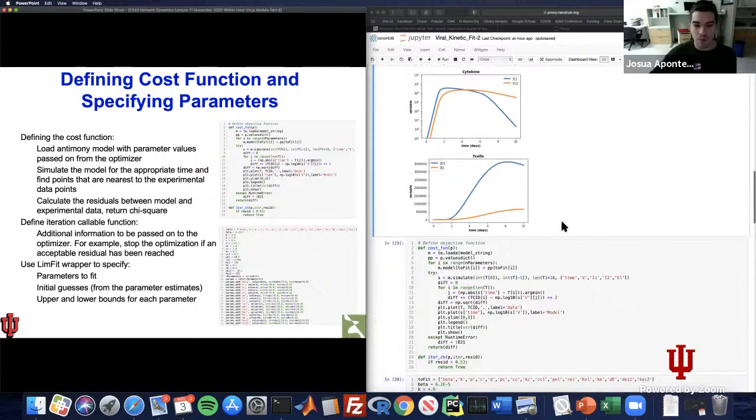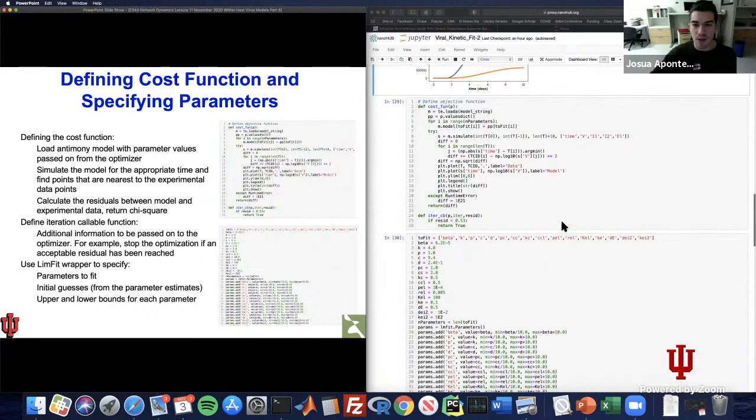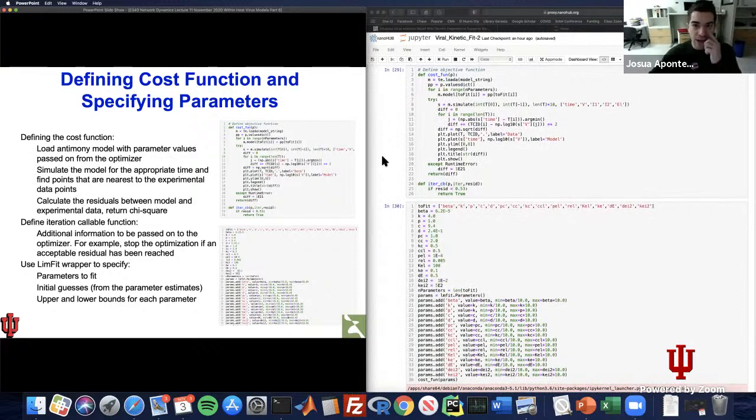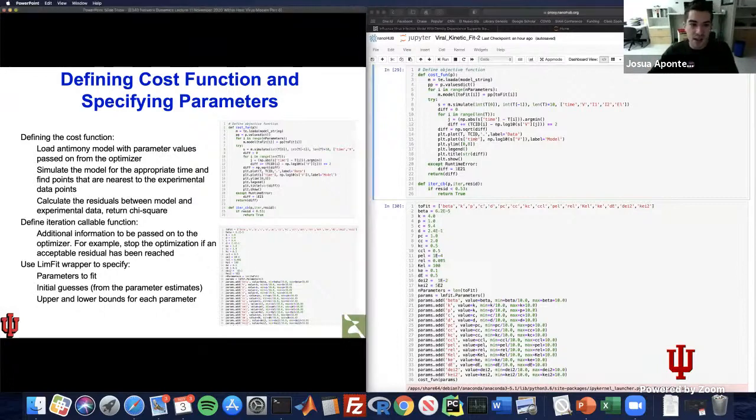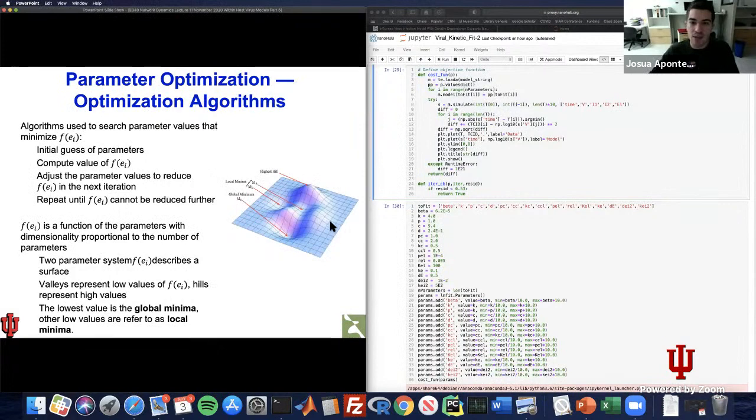So the first thing to be able to implement the optimization is that we need to define this objective function. I'm going to walk you through it. Last time I didn't spend time walking you through what the code is doing, but I'll spend a little bit of time here talking about it. As I said, the cost function or the objective function takes as an input different values for your parameters. So basically it takes a point in this space, which is a specific value for each of your parameters.